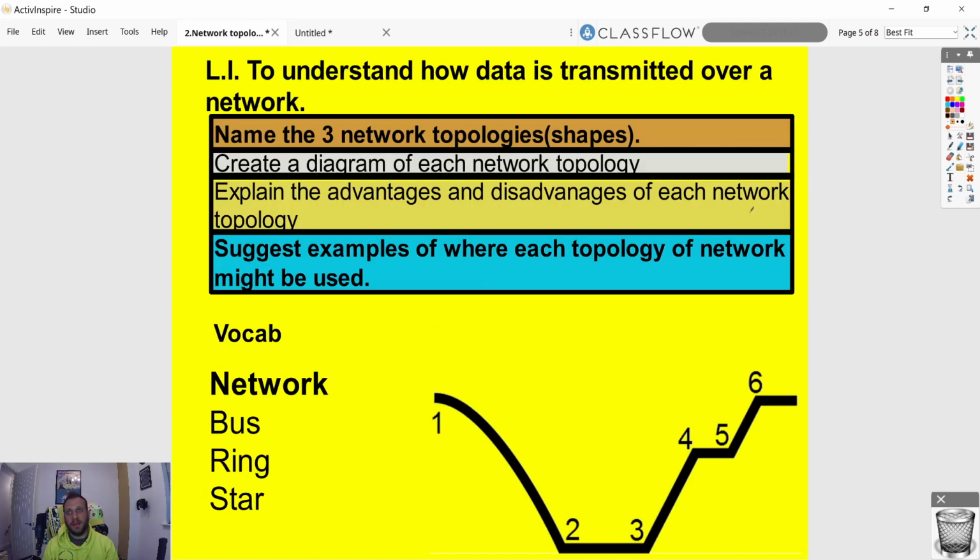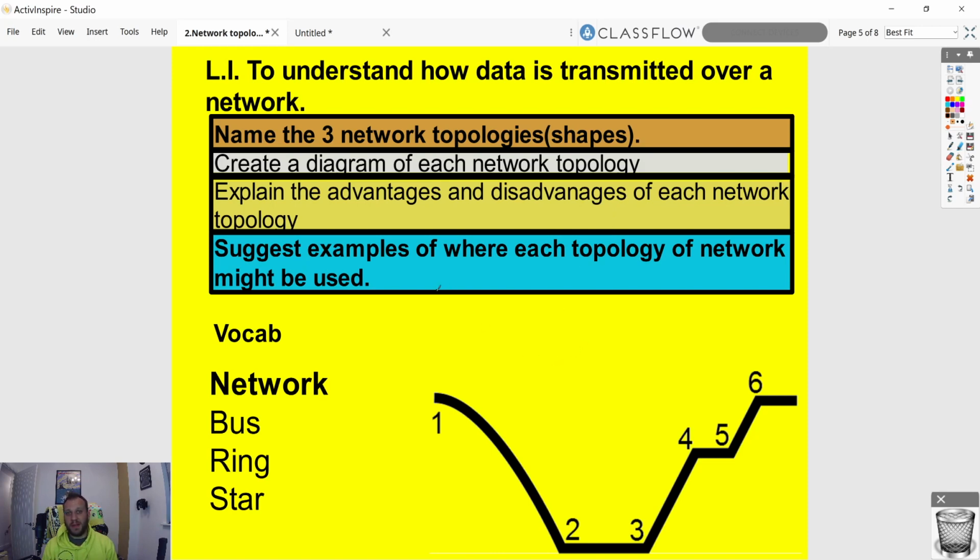Okay, so what I would like you to do is we're looking at how the data is transmitted over a network. I would like you to, bronze, name the 3 network types. Okay, so just write down the 3 network types. You might even give them a quick description. Silver, create a diagram of each network topology. So show me what shape it is. Please label your nodes. Please label your server. You might want to label your cables as well.